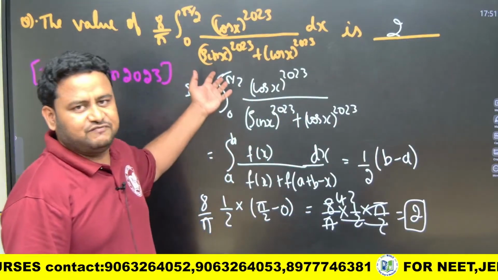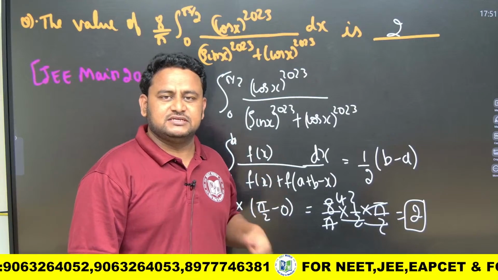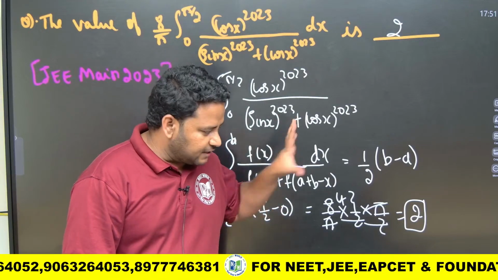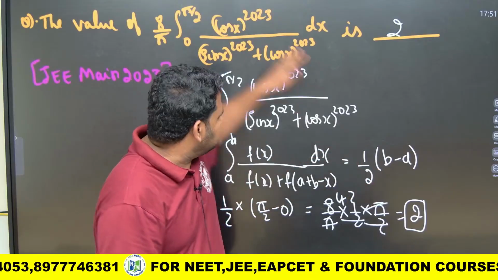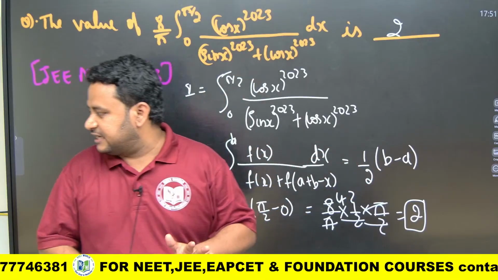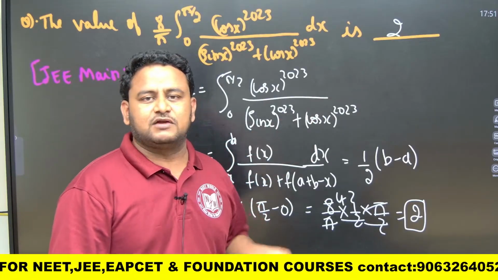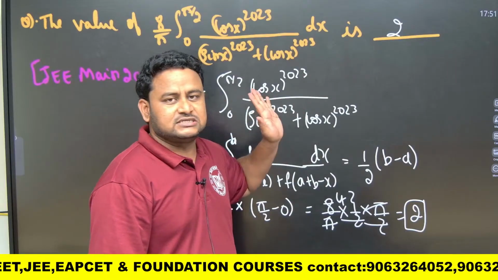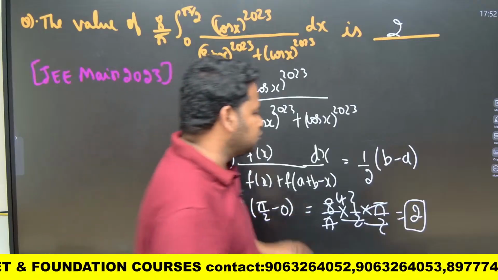So it appears like a difficult question, but if you know the properties of definite integrals, it's a very easy question. It's a numerical value based question. If you know this property, 1 by 2 into b minus a, there is no need to write all this. I have written this for your understanding. Then you can solve this question within a minute or two, get the correct answer and get 4 marks easily. Clear? This is how you have to solve this question.